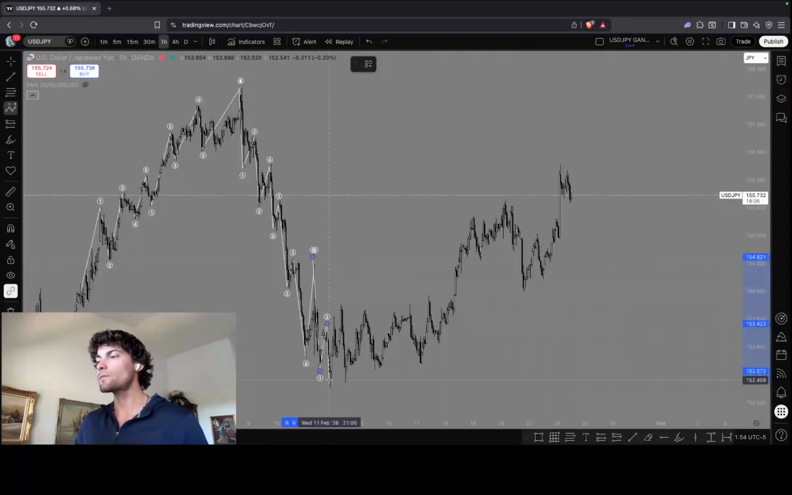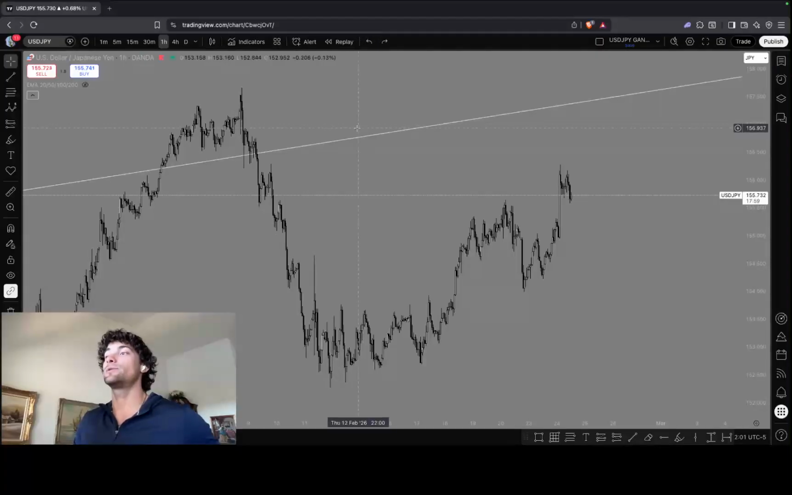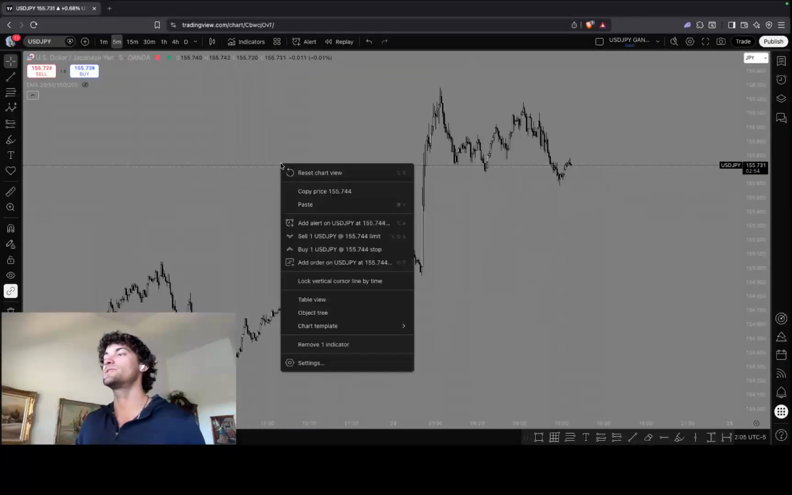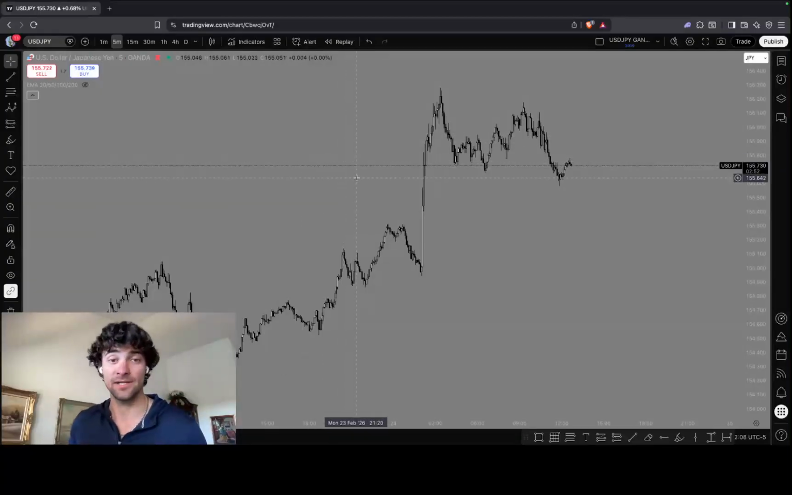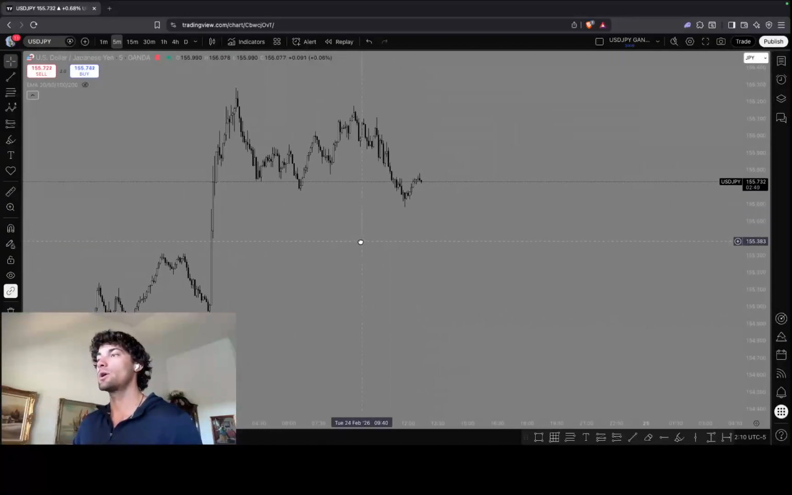Now, how do we find trades inside of all of this price action, okay? I'm going to drop down now to the 5-minute time frame, and we're going to do the same exact thing on the 5-minute time frame, all right? So we're going to look at price here.